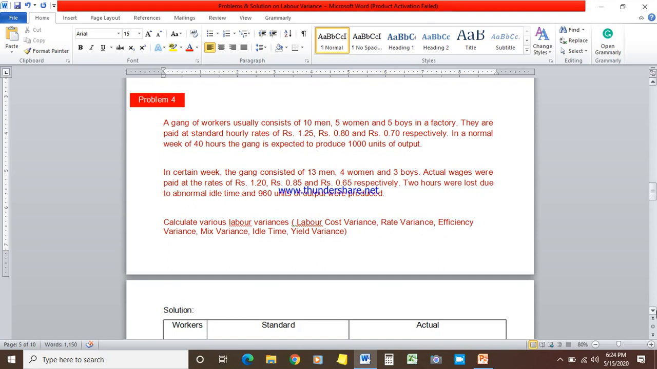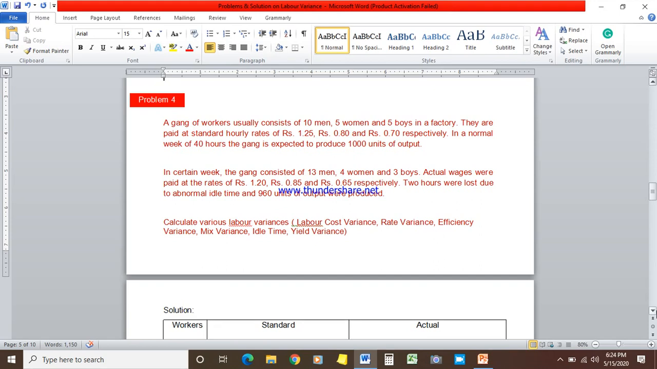In a normal week of 40 hours, the gang is expected to produce 1000 units of output. In a certain week, the gang consisted of 13 men, 4 women and 3 boys. So if you observe the composition, you see what the standard was and what the actual gang consists of. The actual wage rates paid were 1 rupee 20 paisa, 85 paisa and 65 paisa. So in terms of composition you find some difference, and in terms of wage rates also there is a difference.